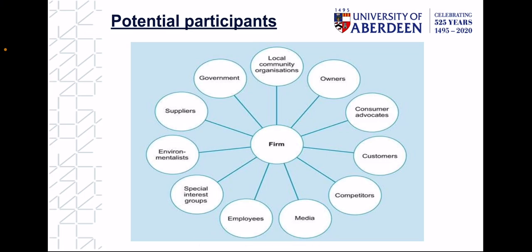So this is an example of a stakeholder map. It includes the government. So this is for a typical firm. So a typical firm, you have a government, the suppliers, environmentalists, employees, media, competitors, customers, owners, consumer advocates.